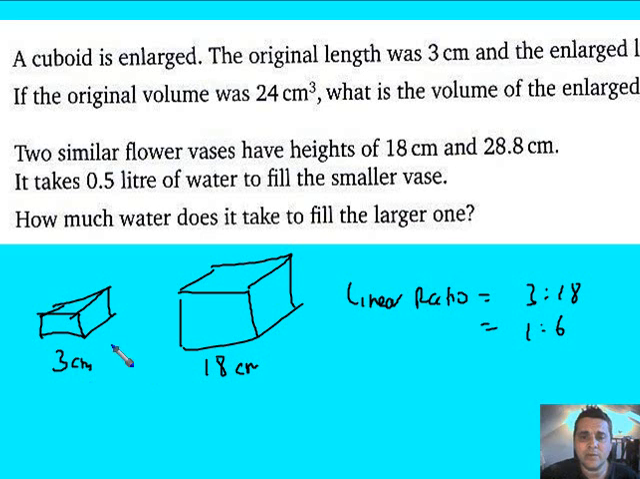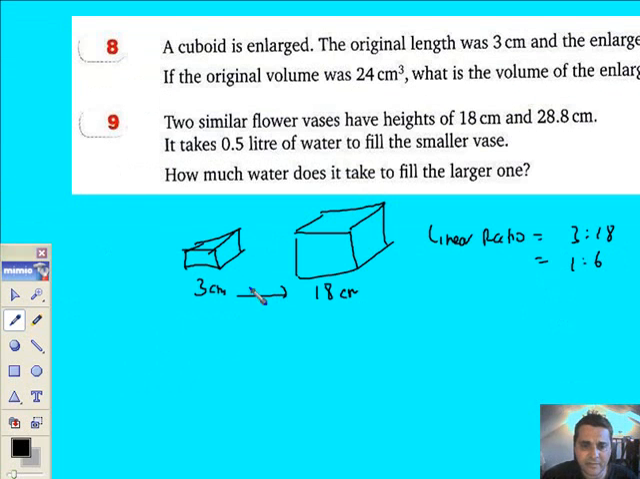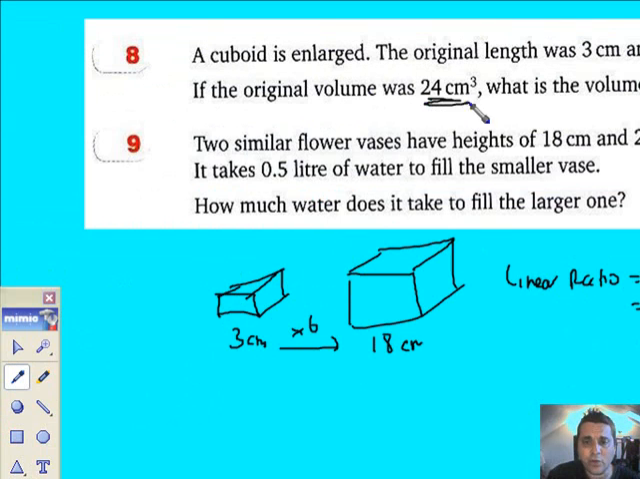Is that alright? So if you like, in terms of lengths, from there to there we go times 6 in order to get the enlargement compared with the smaller one. So it's a linear ratio of 1 to 6. Now the original volume, the little one, this one has a volume of 24 centimetres cubed.